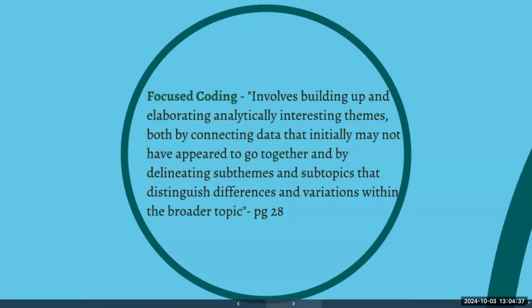Focus coding, we mentioned earlier, but really this is where you as a researcher refine and elaborate on the initial codes. So this involves building up the categories and connecting data that may not have been immediately related. This process helps you identify the sub-themes that exist and the variation within broader topics. What focus coding allows you as the researcher to do is delve into that data a little bit deeper, distinguishing between the different types of interactions or behaviors that initially seemed similar.